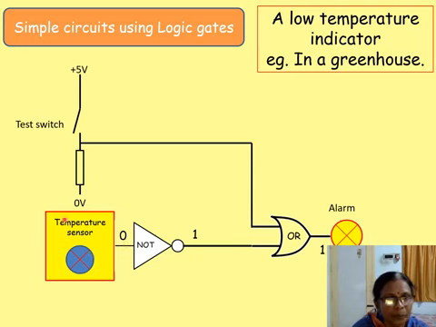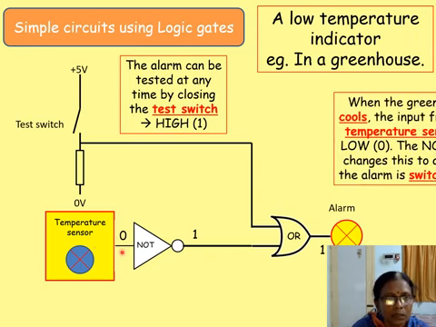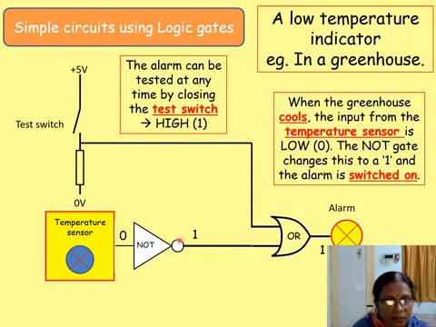When the temperature in the greenhouse becomes low, the sensor output will be low. The output is connected to the NOT gate, which results in a high input. Whether the switch is connected or not, the alarm will work.